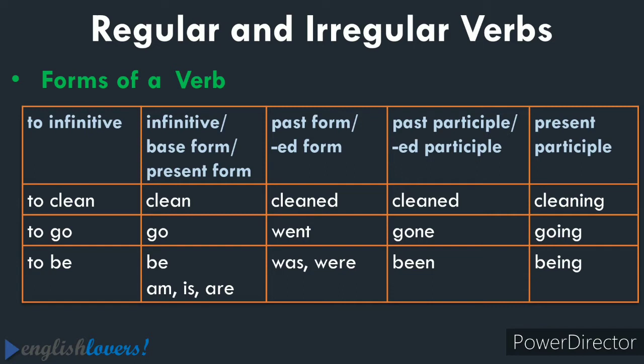present participle is going. There is another verb, that is the be verb. Here the to infinitive form is to be, infinitive or base form or present form is be, and there are other forms too: am, is, and are. So these 4 forms are present forms of the verb be. Then in the past there are again 2 forms, was and were. Was is singular, were is plural. The past participle is been and the present participle is being. So these are the 5 forms of any verb in the English language.